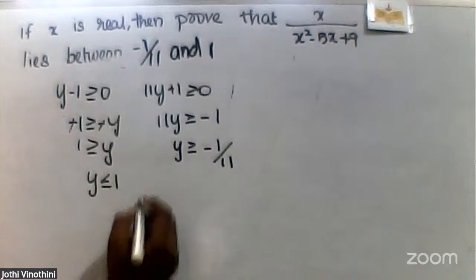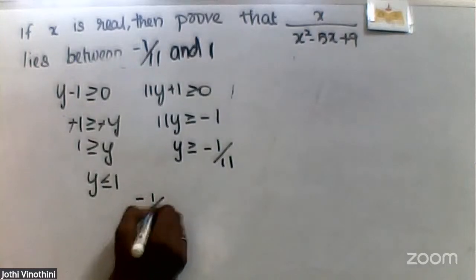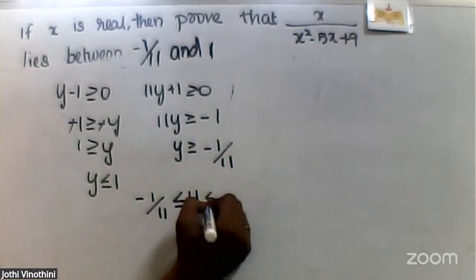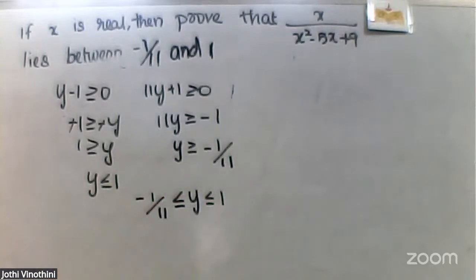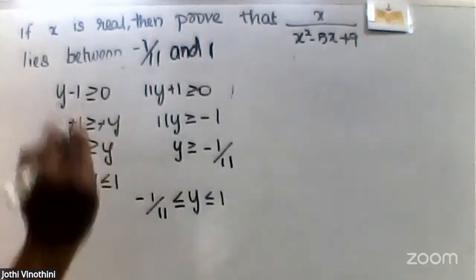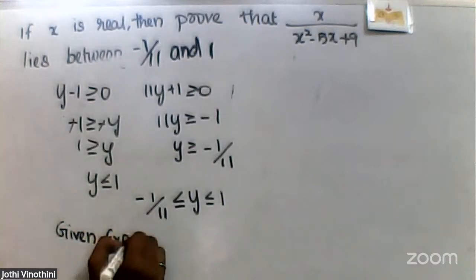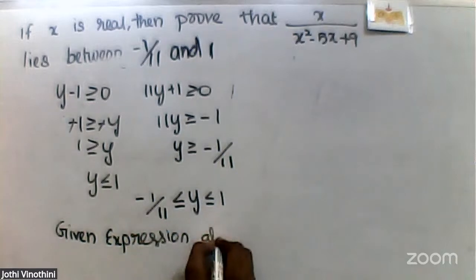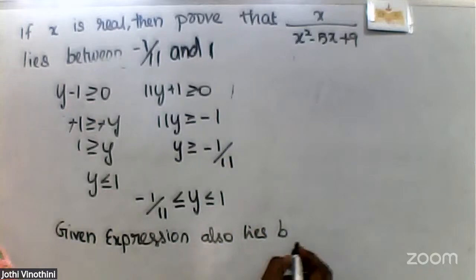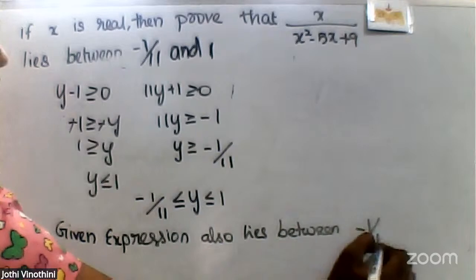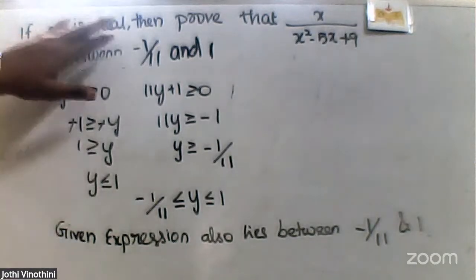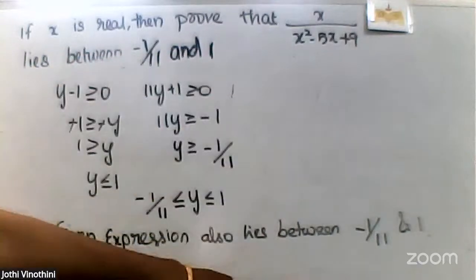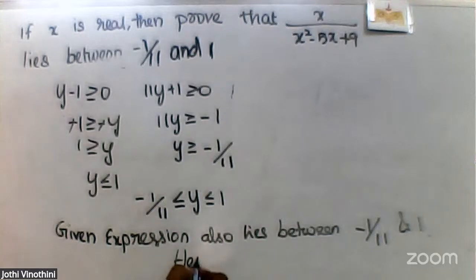Okay, so we can write minus 1 by 11 less than or equals y less than or equals 1. Right? From this, we can say y lies between minus 1 by 11 and 1. So since for the first step we equate the entire expression to y, from this we can say the given expression also lies between minus 1 by 11 and 1. Okay. What we have to prove? We have to prove the given expression lies between minus 1 by 11 and 1. So we proved this. So we can finally write hence proved.